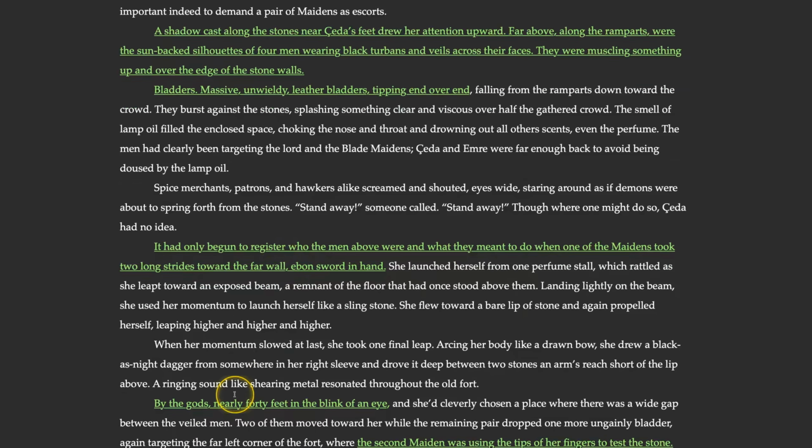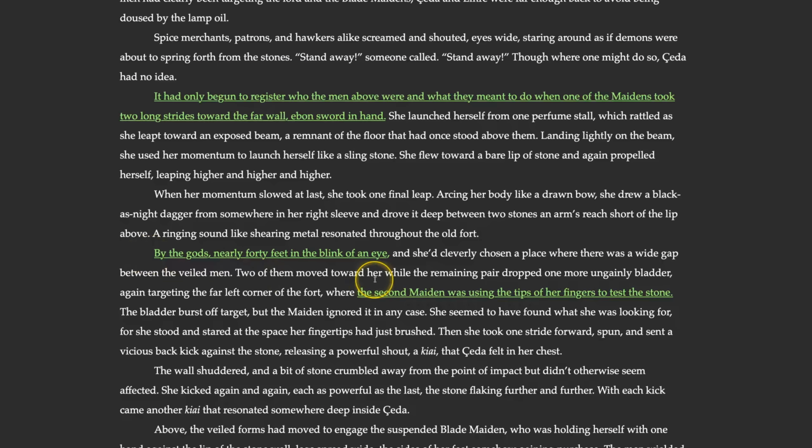what's about to happen. And so I also wanted to be able to describe and show the reader that the Blade Maidens especially are very, very capable. They're like special forces for the kings. And so it had only begun to register who the men were above and what they had dropped when one of the maidens took 2 long strides toward the wall with her ebon sword in hand. And so she launches herself and she climbs up the inside of this tower in this amazing feat that most people could only dream of, right? And so she gets to the top, 40 feet in the blink of an eye.